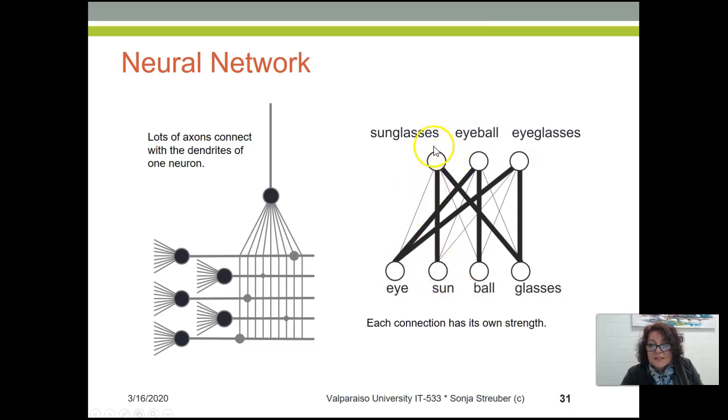However, the connection between sun and sunglasses makes sense, which is why it is shown here as a thicker line than the connection between eye and sunglasses, because there really is not much of a connection. This is why it is shown as a thinner line. So the connection between eye and eyeball carries more weight because it makes more sense than the connection between eye and sunglasses, which carries less weight, shown here as a thinner line, because it really does not make any sense.